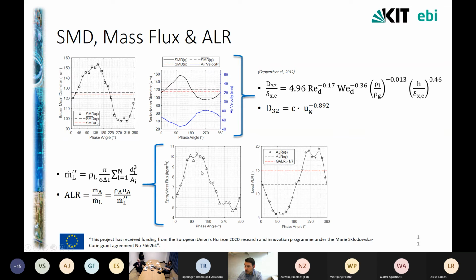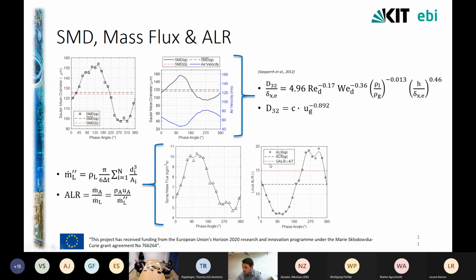So finally, we can see the mass flux of the spray calculated again through the formula that I showed you before in the steady case, which again undergoes a strong oscillation, which we know would certainly affect the air-to-liquid ratio, which is calculated using the air velocity measured through the hot wire. And we see that indeed it also undergoes a strong oscillation.